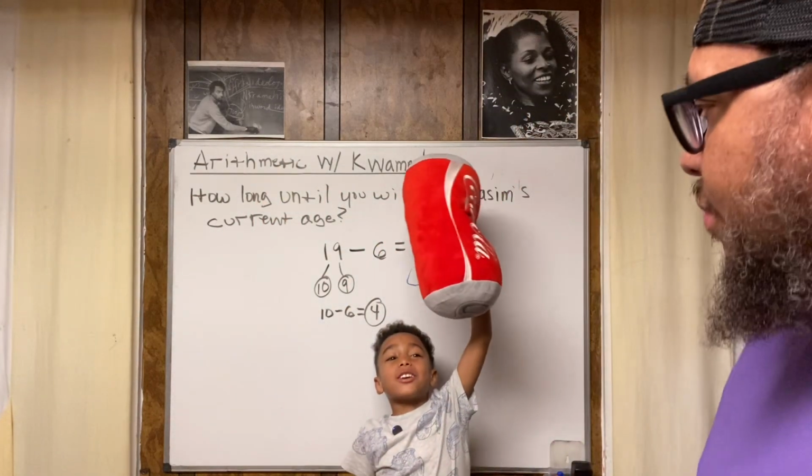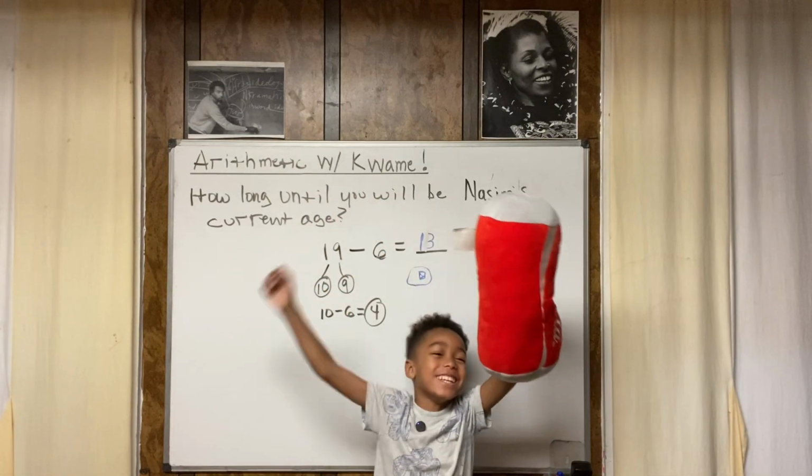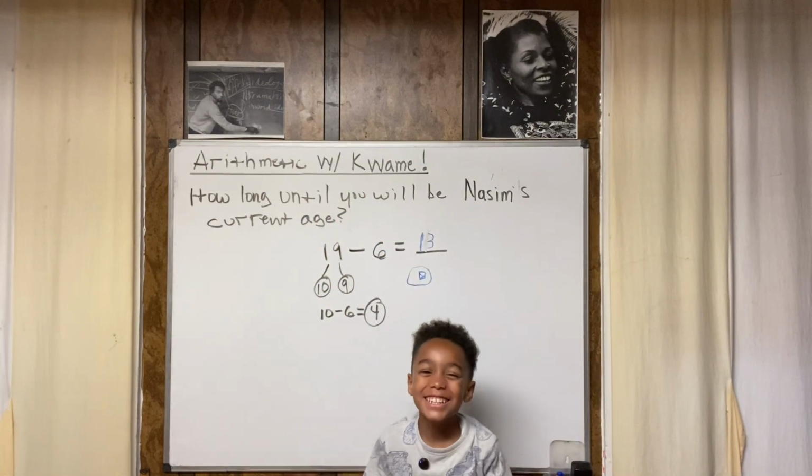All right, then you want to say? I'm a coconut. Coconut. This guy's silly. I'm a coconut. All right. Peace out, y'all.